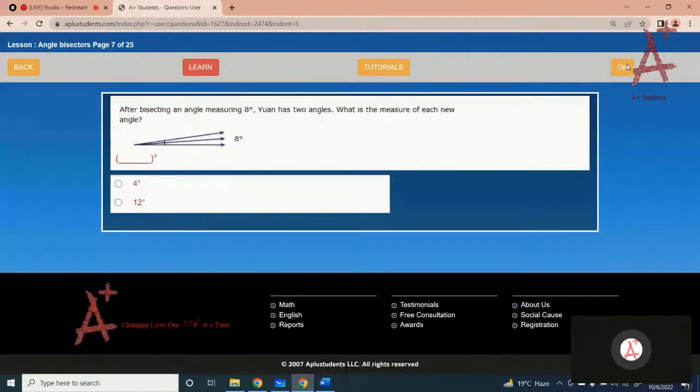Okay, after bisecting an angle measuring 8 degrees, we have two angles. What is the measure of each new angle? 8 divided by 2 is 4. That means the new angle is 4 degrees. Got it?